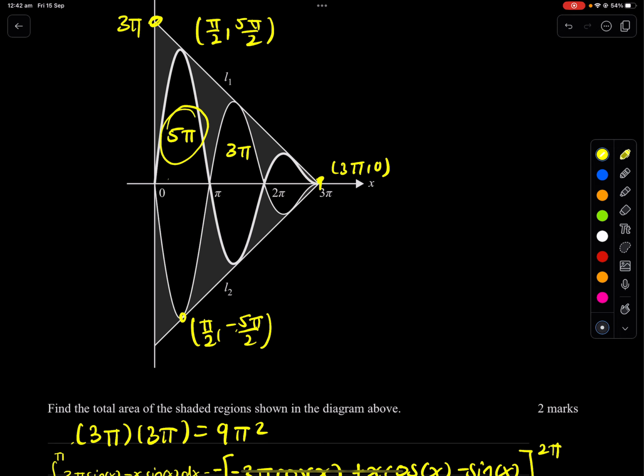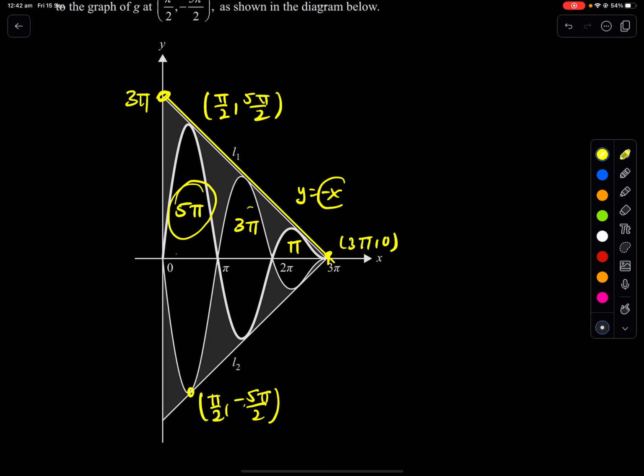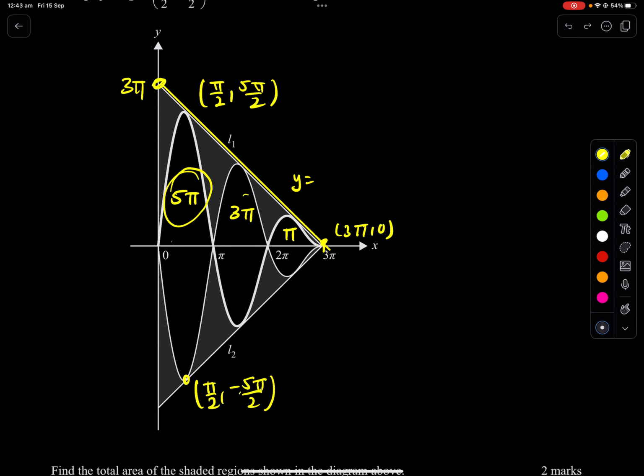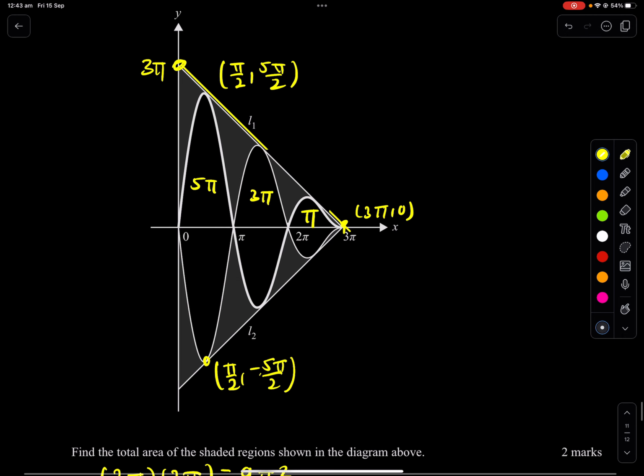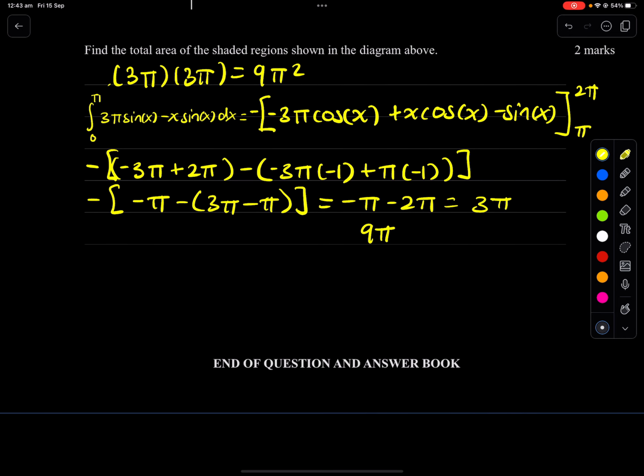So what's that going down? It's going from 5 pi to 3 pi. Remember, this whole gradient is going by negative 1. So if that's 5 pi and that's 3 pi, it's going by minus 2 pi. This should be pi then. So what's 5 plus 4? 5, 6, 7, 8, 9. So there's 9 pi in total.